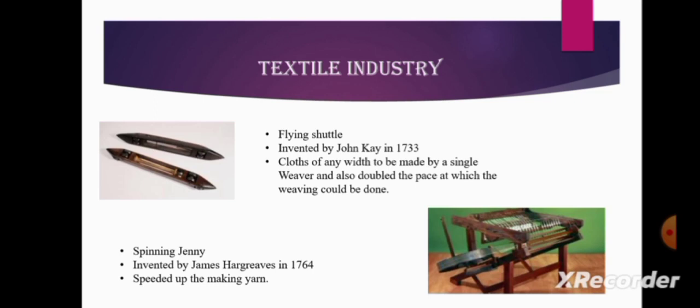Next, textile industry. In textile industry, the first mechanical invention to be made was the flying shuttle by John Kay in 1733. The mechanism enabled clothes of any width to be made by a single weaver and also doubled the pace at which the weaving could be done. And next one, in 1764, a carpenter named James Hargreaves made the spinning jenny, which speeded up the making of yarn.